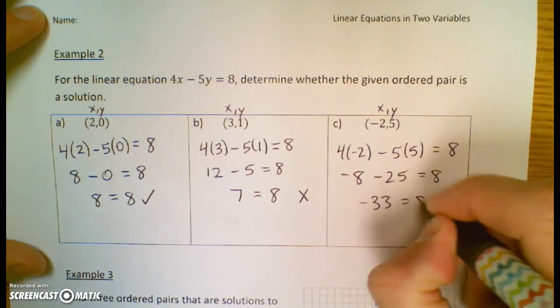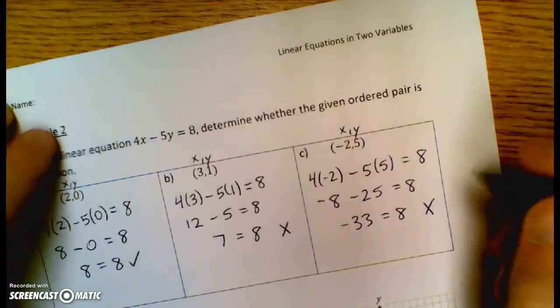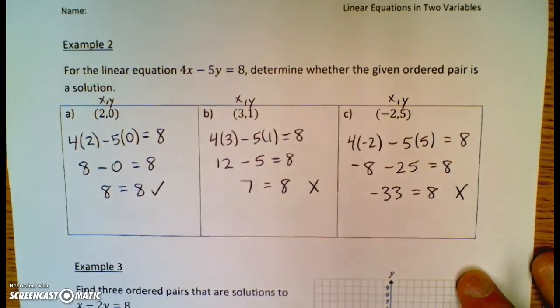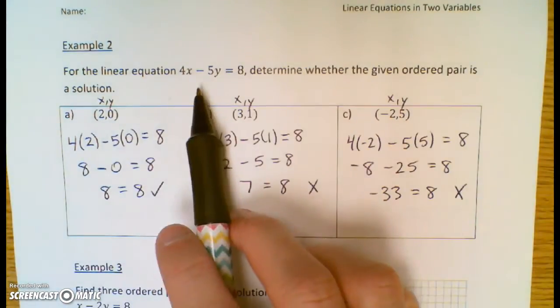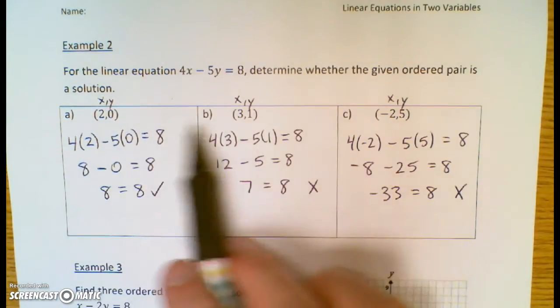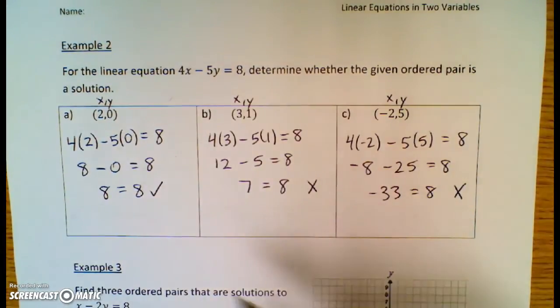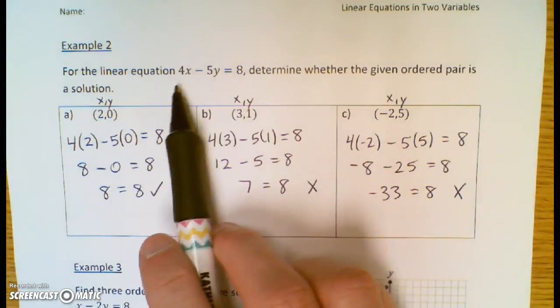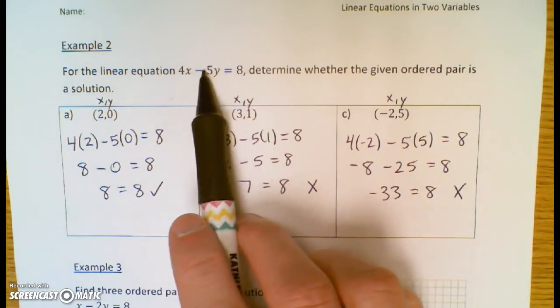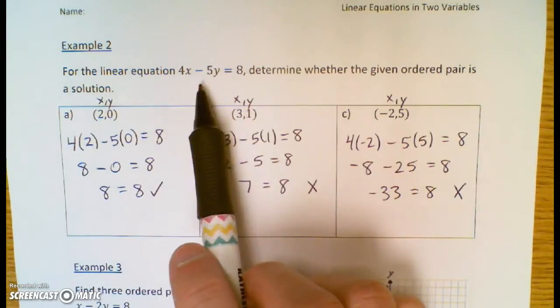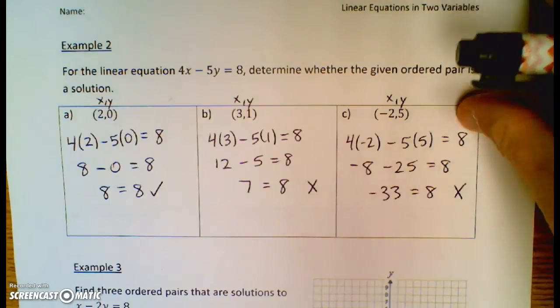-33 equals 8. That is not good. So the only solution here was the first one. There are multiple other solutions that we could find, but of these ones that were given to us, only the first one actually works. So the whole purpose of this is I want you to learn how to look at an equation and be able to figure out if points fit on the equation and then graph those points.